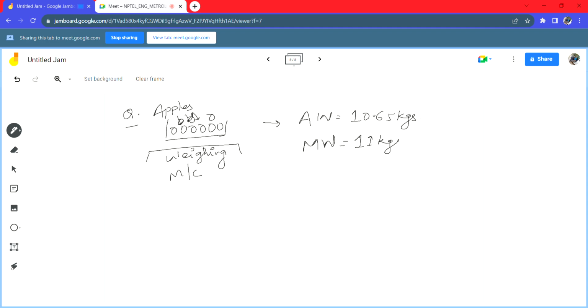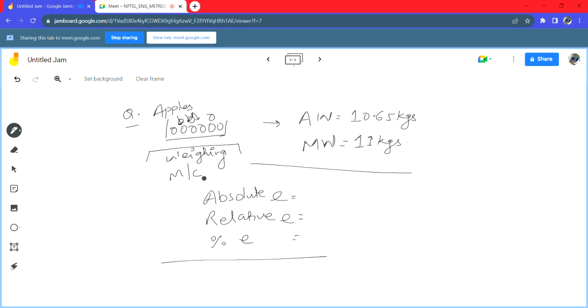11 kgs. I want you all to solve this problem and tell me what is the absolute error in the calculation, the relative error in the calculation, the percentage error in the calculation. These three values I want all of you to find out. I'm giving you 5 minutes to solve this problem. It should not take a lot of time.